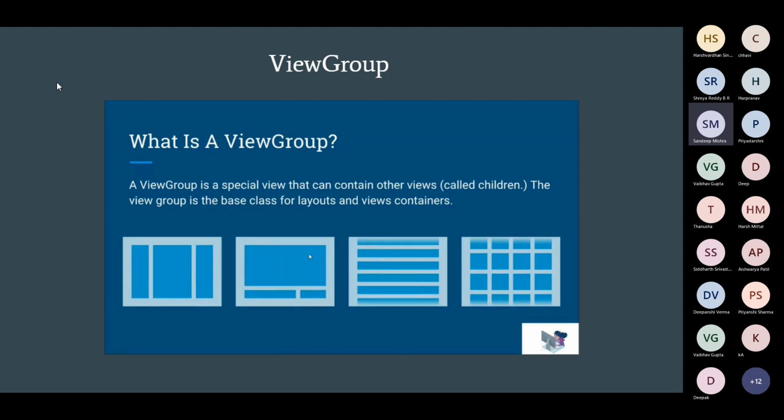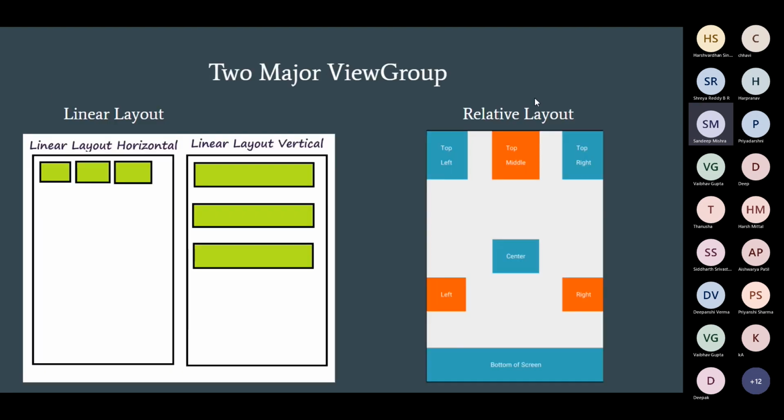Similarly, in Android, whatever you want to add as a collection, like if you want to have some image and text inside a container, then the image and text view will be considered as children and the container will be our view group. We can define containers in many types, and two of them are linear layout and relative layout.